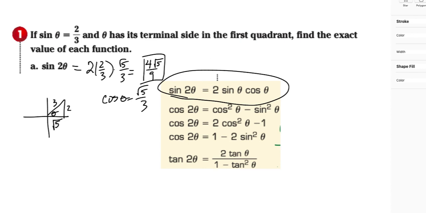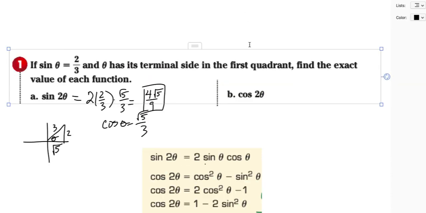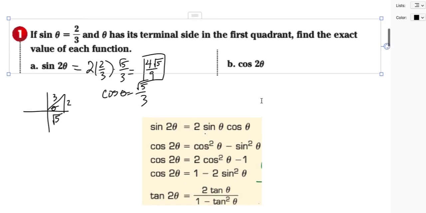Okay, now we should go on and do the other one that I've hidden here. Let me see if I can find it for you guys. There it is, cosine of 2 theta. And now we have the luxury of trying all of the ones that we have here. But you know what's cool? Let's say we didn't find the cosine of theta. We could just use this one version of cosine 2 theta that only requires us to know the sine.